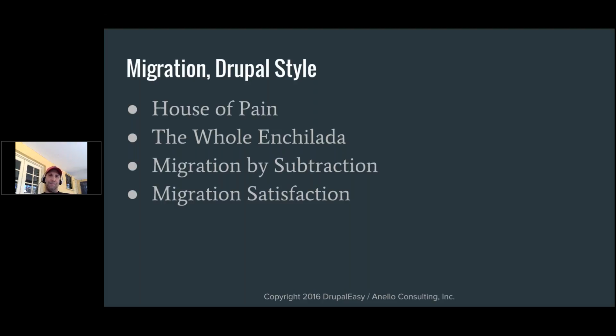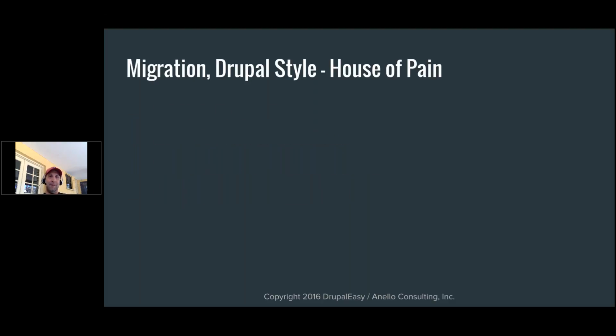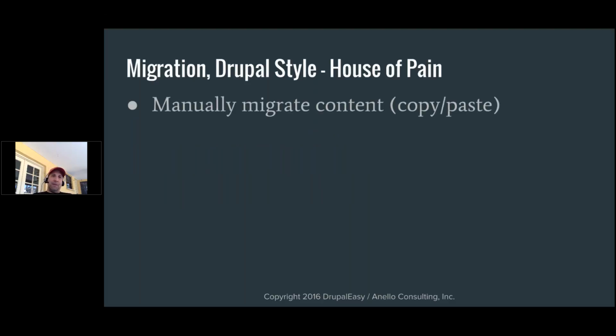So you might be able to guess what each of these refers to right now, but let's dive into each of them for a couple minutes. House of Pain: manually migrate content, copying and pasting, not using the Drupal 8 Migrate API. Why would you ever want to possibly do this? Well, for some sites that have a limited amount of content, it makes perfect sense.